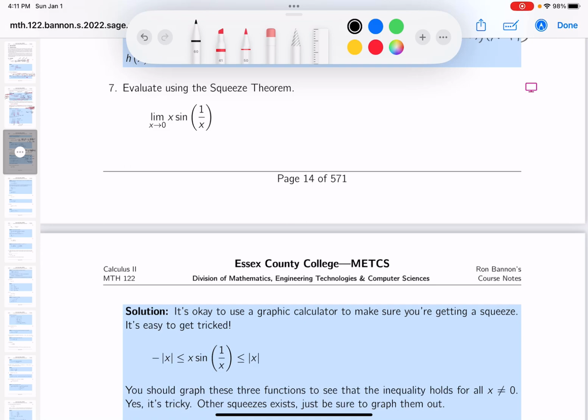Okay, so it says evaluate using the squeeze theorem. The squeeze theorem is covered in Math 121. And the problem with that is getting a squeeze for that. Let me write this down for you. So it's going to be x times sine of 1 over x.